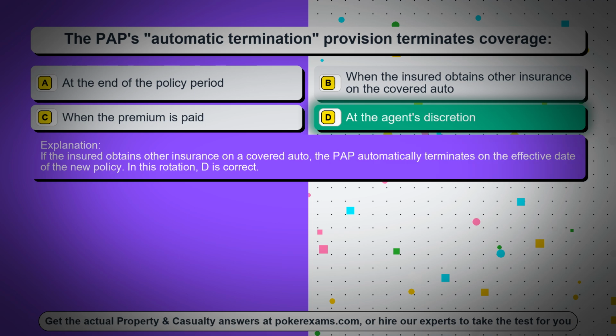If the insured obtains other insurance on a covered auto, the PAP automatically terminates on the effective date of the new policy. In this rotation, D is correct.